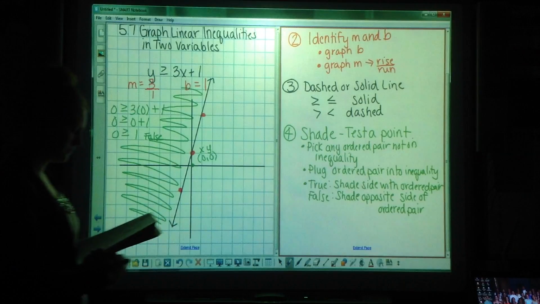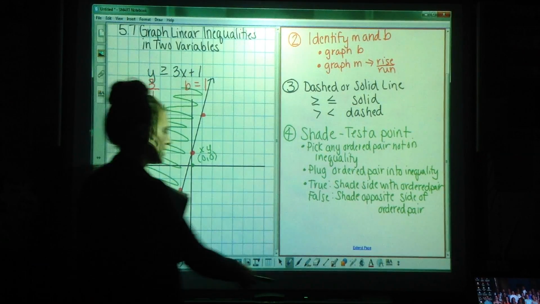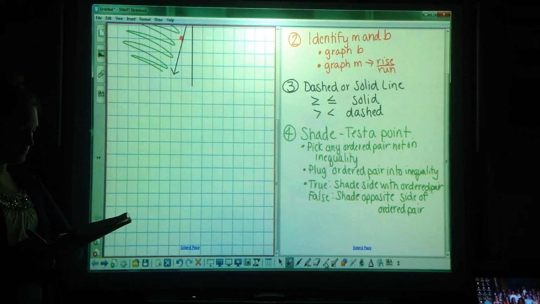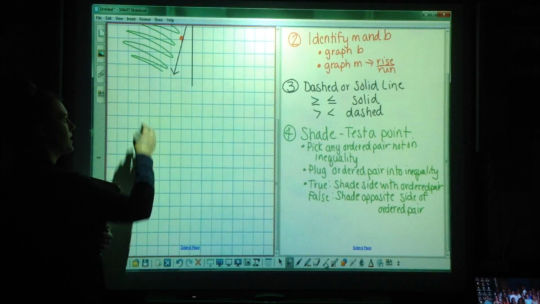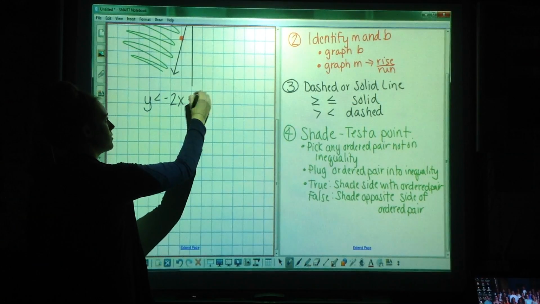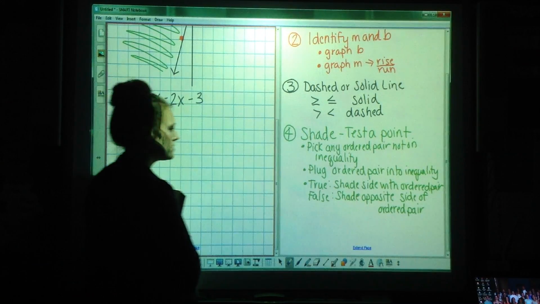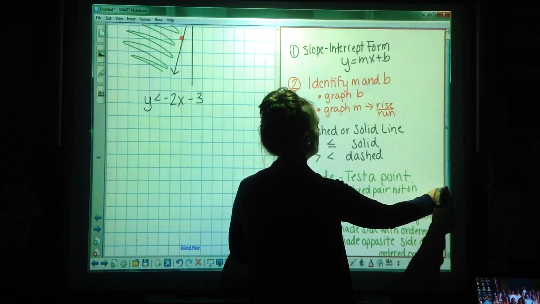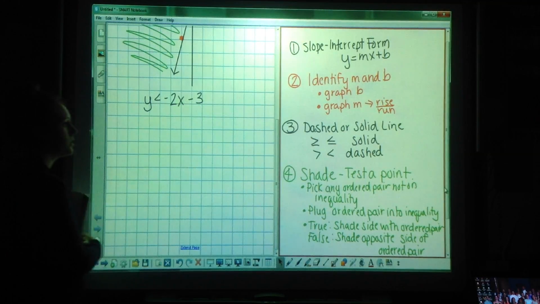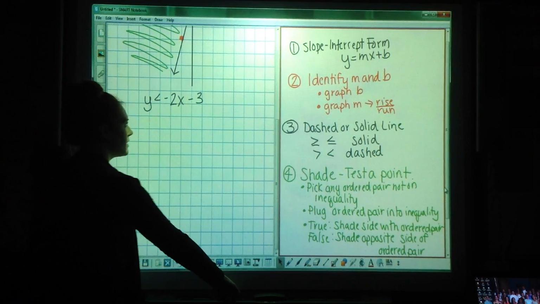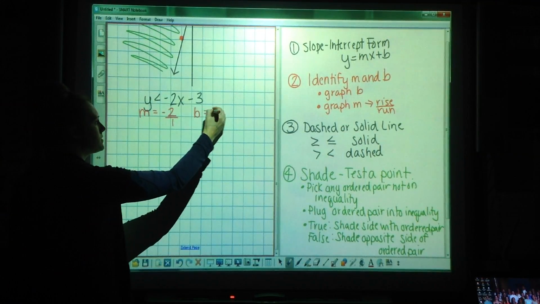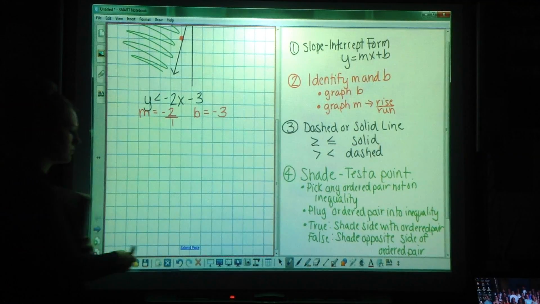There's our list. We're going to try another one of these together. Let's try y is less than negative 2x minus 3. We're going to go through these steps. Step 1 is to make sure that your inequality is in slope-intercept form, and yes it is, because my m and my b are on the right side. Step 2 is to identify your m and your b. My slope is negative 2 over 1, and my b is negative 3. Remember to always take those signs out in front.